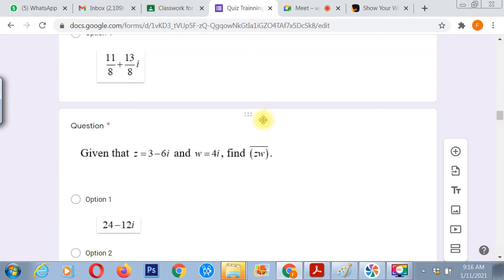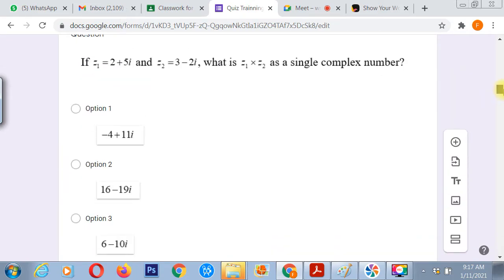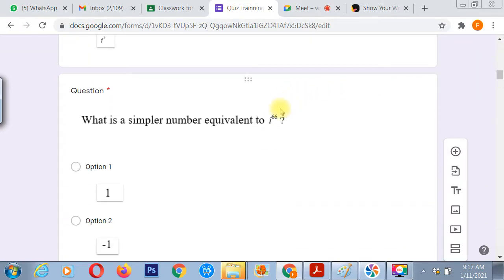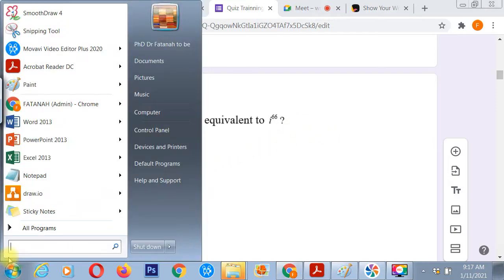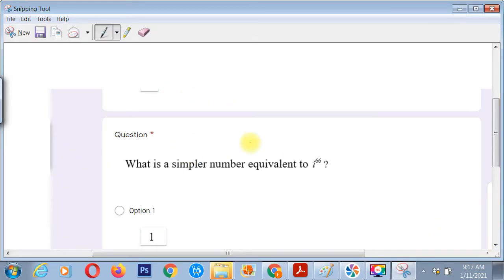Any more questions? If here you can multiply z with w first, and then once you multiply you take the conjugate, and then you get the answer. And then for i to the power of something, okay, i to the power of 66, for example, this question.